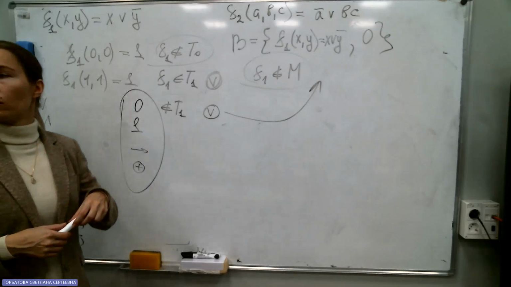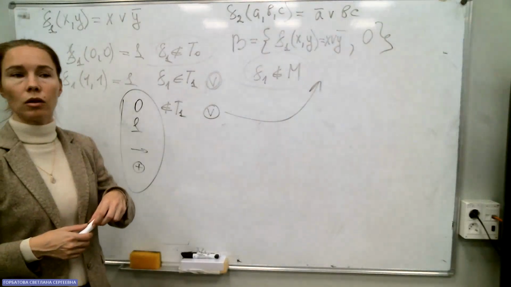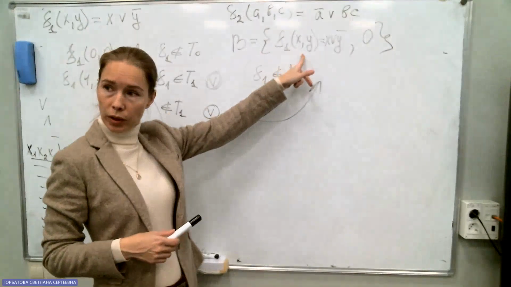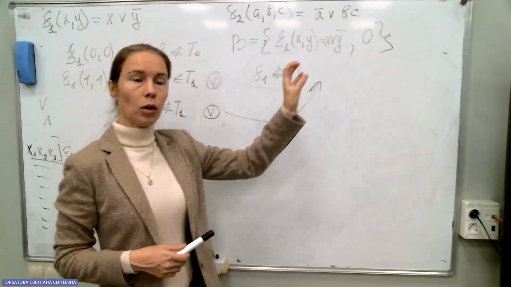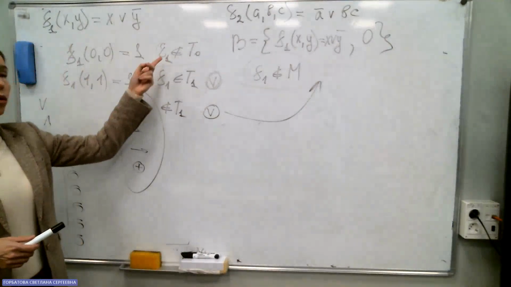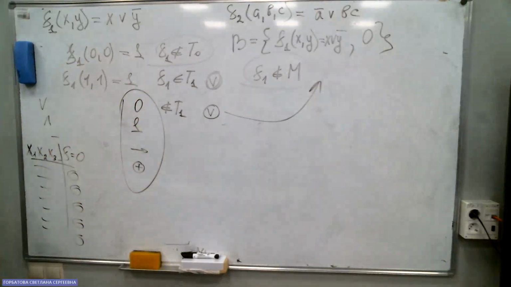Because the first one was not complete. This is also not complete. But together, they don't belong to each of the 5 classes. So it is a functionally complete system and it is a basis because it is without redundancy.